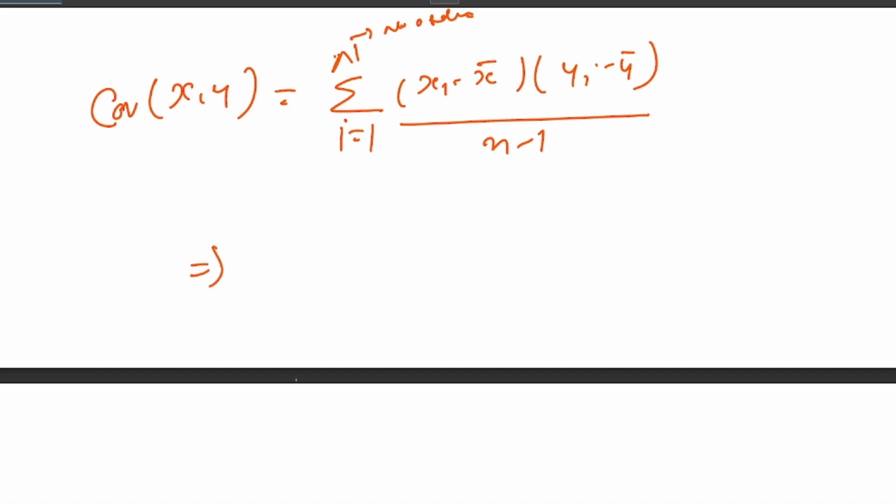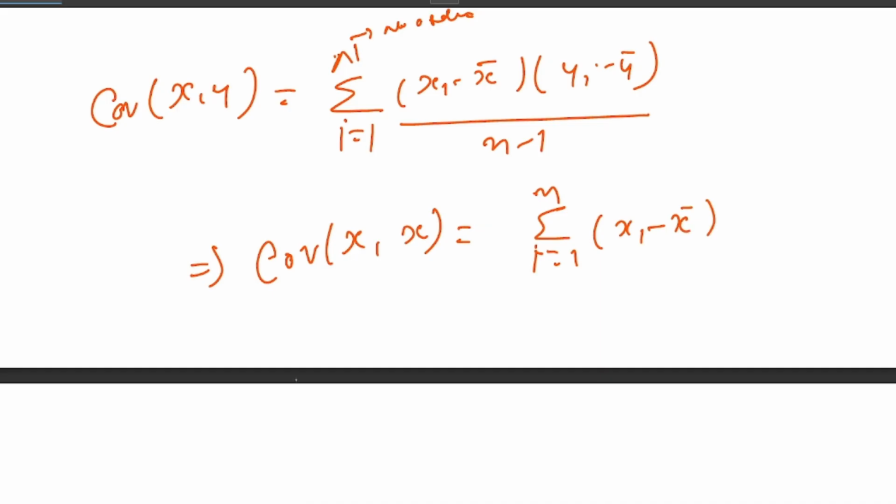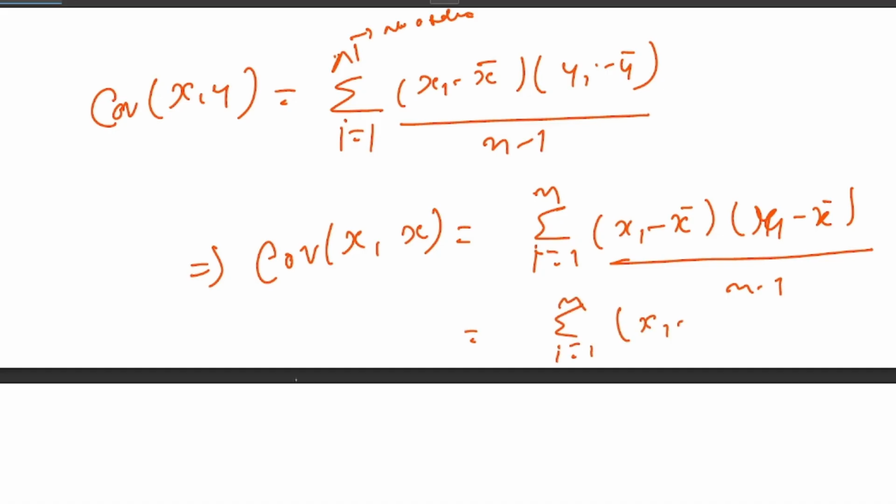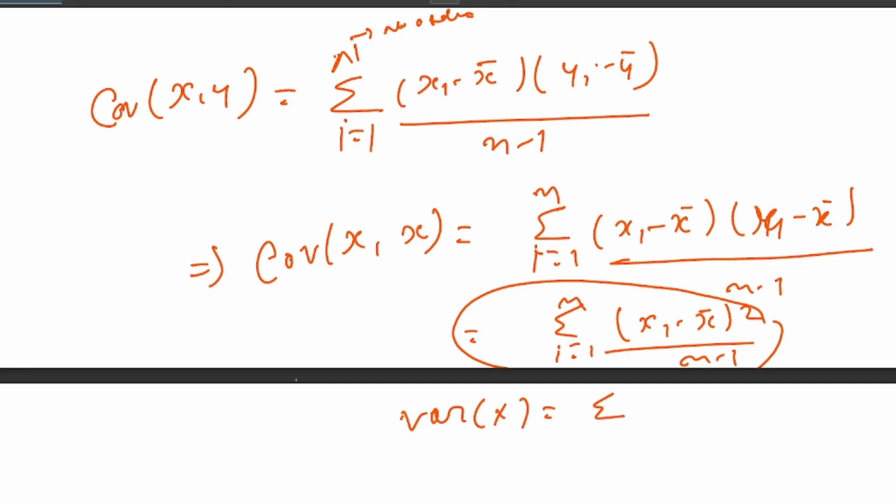Suppose we want to calculate the covariance between only one variable. Like we have x and we want to calculate the covariance of x with x. So what will be the formula? Sigma i equal to 1 to n, (xi minus x bar) into (xi minus x bar), divided by n minus 1. It will be (xi minus x bar) the whole square divided by n minus 1. It is nothing but the variance of x. Variance of x is equal to sigma i equal to 1 to n, (xi minus x bar) the whole square, divided by n minus 1. This is the variance.